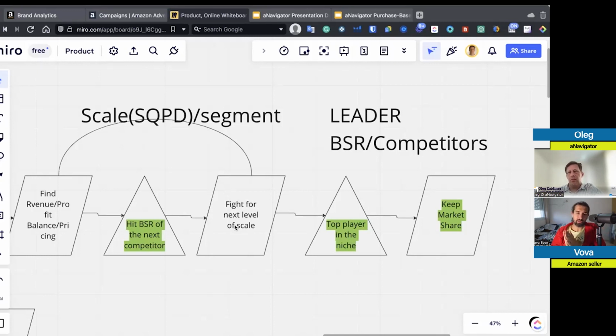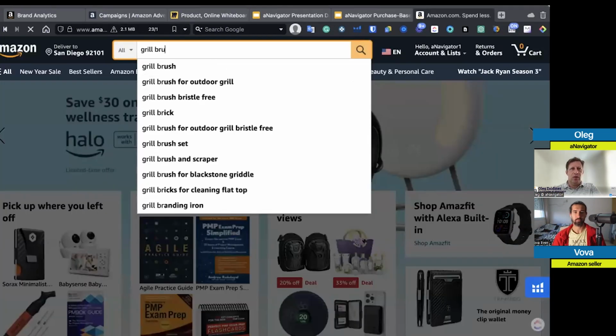So let's say you have a bristle-free grill brush, if I understand right, and you have similar competitors that look very much like you. This is your next competitor to hit in BSR. Maybe there are a lot of similar brushes and different ones, but the ones in the same sub-niche as you are the ones where your goal is to overcome their keyword positions and eventually BSR, so you get more sales. You need to look at them, and of course, if you analyze your market, you will know them. Yeah, you're totally right.